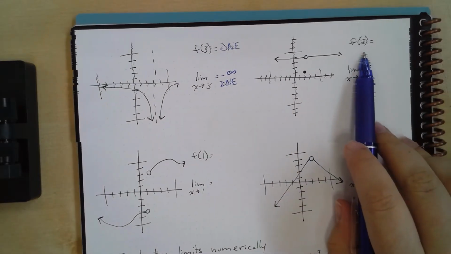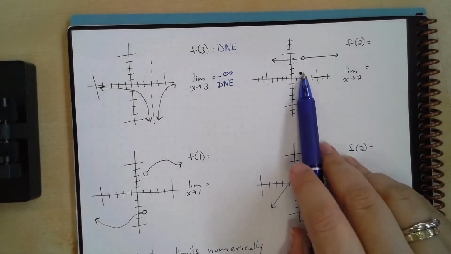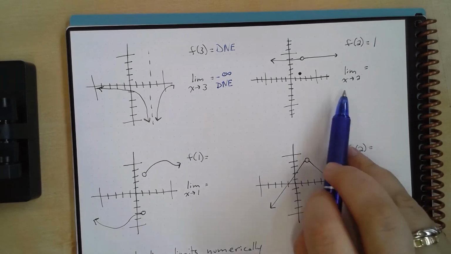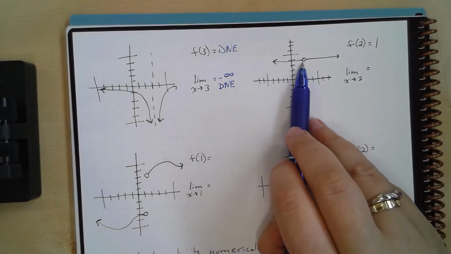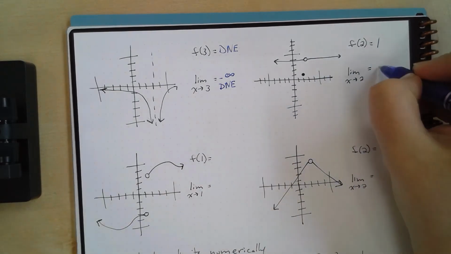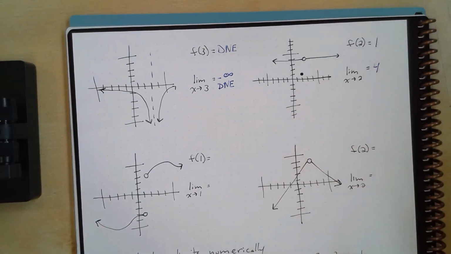Here, f of 2 is equal to 1. We actually have a value there. But the limit as x approaches 2, as we approach 2 from the left, it looks like we're approaching 4. As we approach from the right, we're approaching 4. So here is a really good example of how the limit and the value of the function can be different.